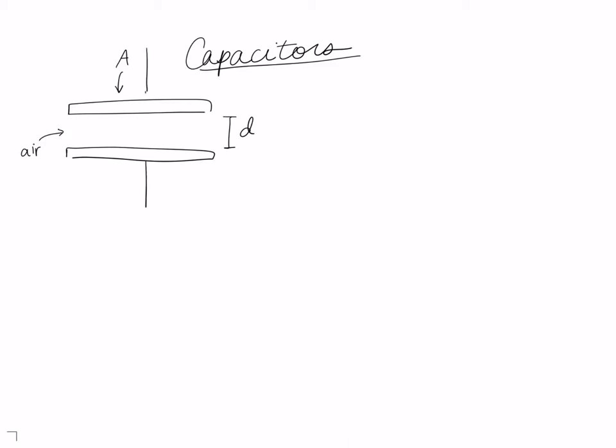Now, what a capacitor does is that it's going to store charge. So this might be positively charged here and negatively charged here, and we find that there is going to be a difference in voltage from one plate to the next. We also find that there will be an electric field. Now, what a capacitor does, it's going to store this charge.